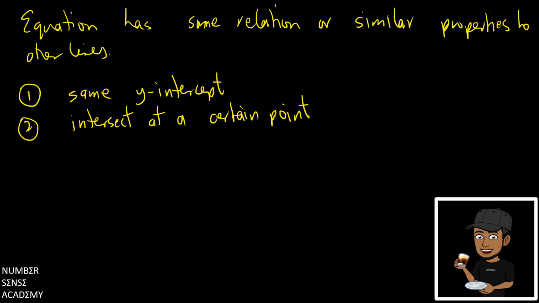Or they could say something like, they have... too much writing. Same slope. All right. So if I say one equation has the same slope as another line, then I just take the slope value and I'll use it for my new equation. Very possible.